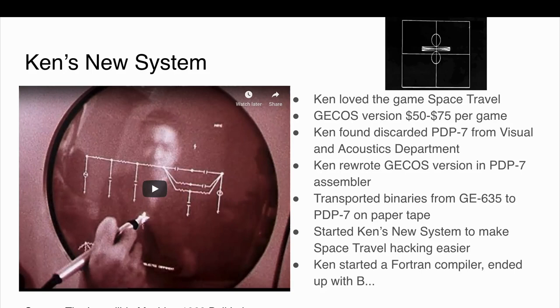So Ken was looking around to find some way to run this game, because it was pretty expensive for him. You know, it was $50 or $75 per game. You run a bunch of those games in a day, you run into some real money. Well, real phony baloney accounting money, but management notices when you run up big bills like that. So he was able to scrounge up a disused PDP-7 from the visual and acoustics department.